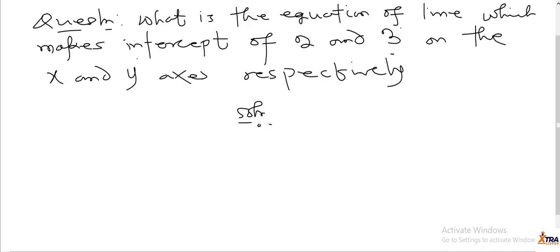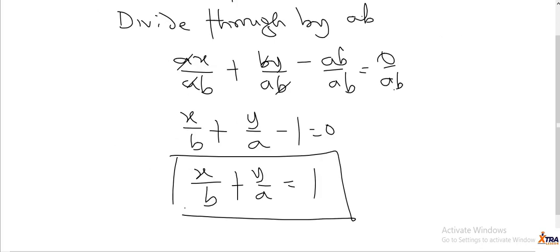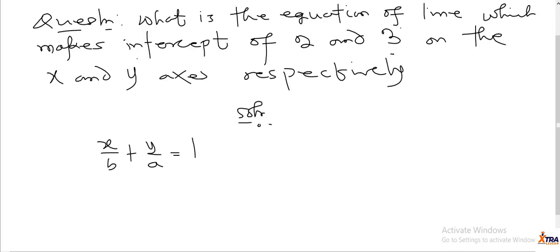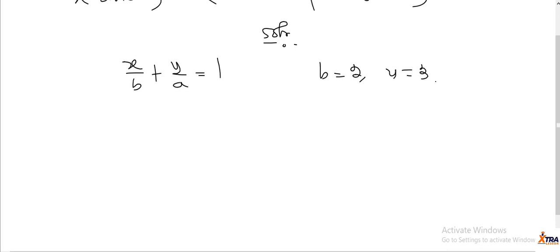So from our formula in the previous class, we have x over a plus y over b equals 1. So definitely we have a equals 2 as the x-intercept, and b equals 3 as the y-intercept. So now let's place them: we have x over 2 plus y over 3 equals 1.